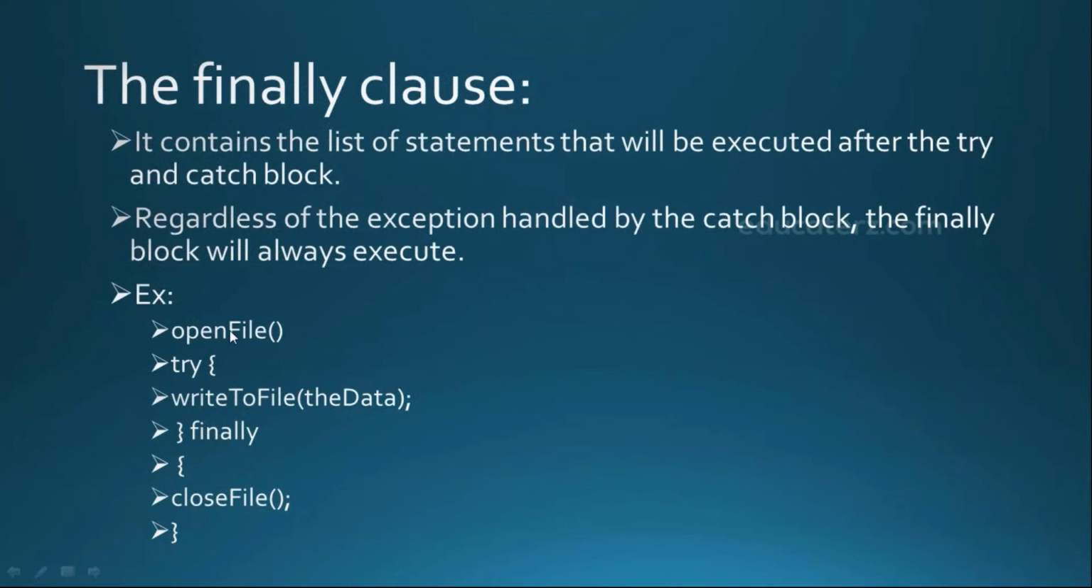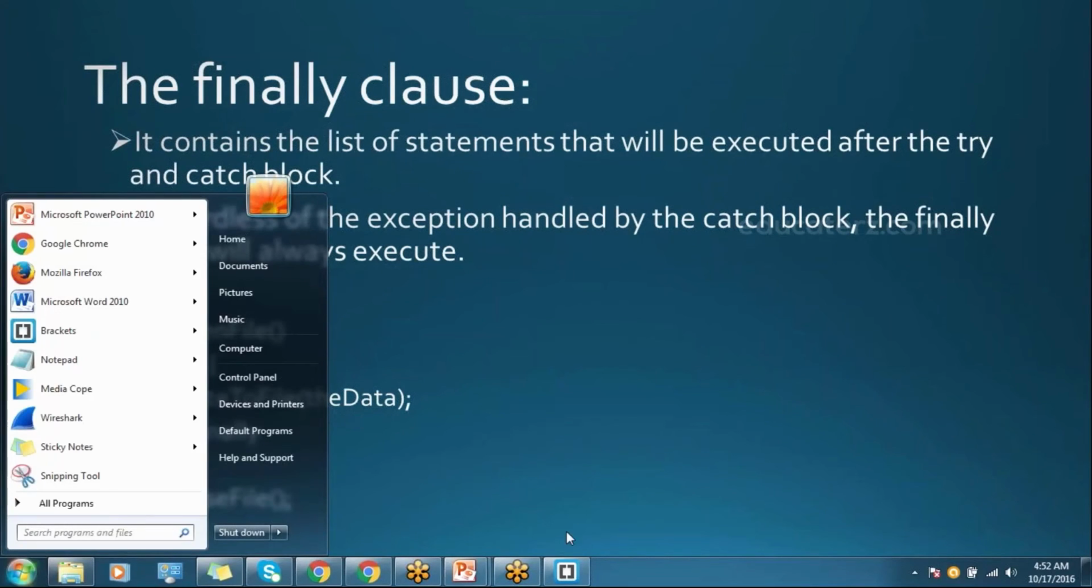Like in this example you can check, I am trying to open a file, and after the file has been opened I am trying to write to the file, and then in the finally I am closing the file. So this is how the finally block has been declared.